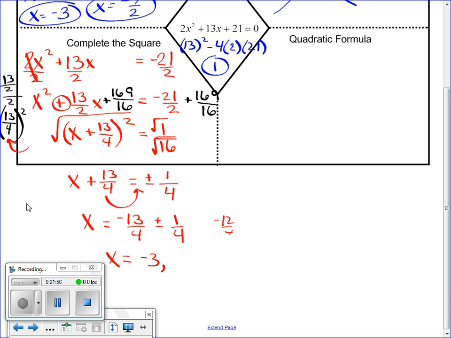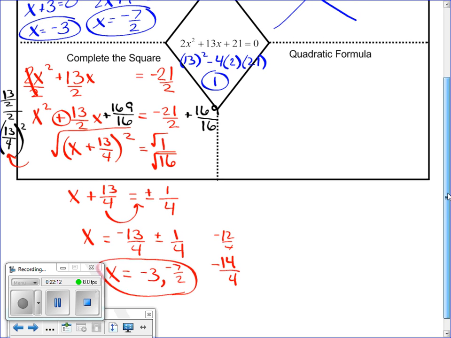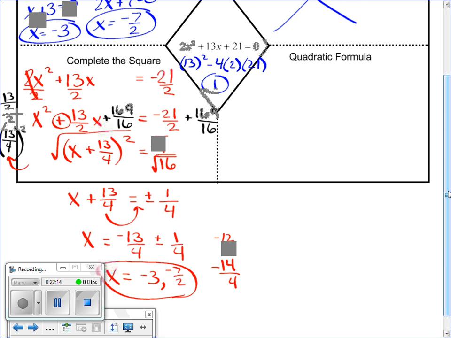You guys got quiet on me. That's frightening. Negative 13 minus 1. It's negative 14 over 4. Simplify. Negative 7 over 2. And it is the same answers we got up top when we did it by factoring. Let's see your answers.